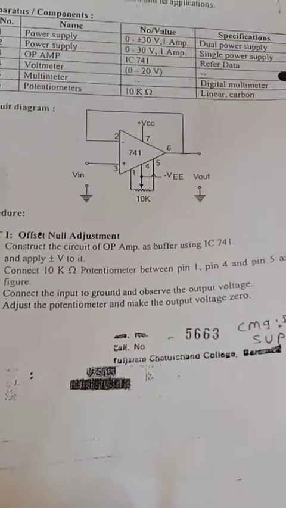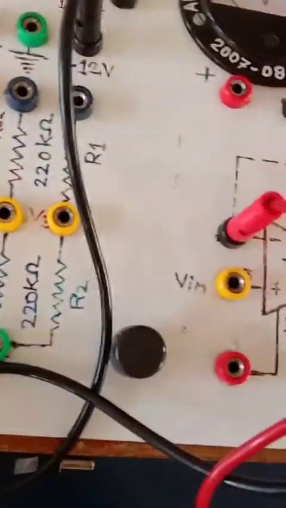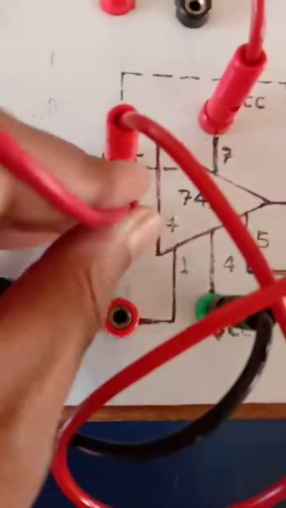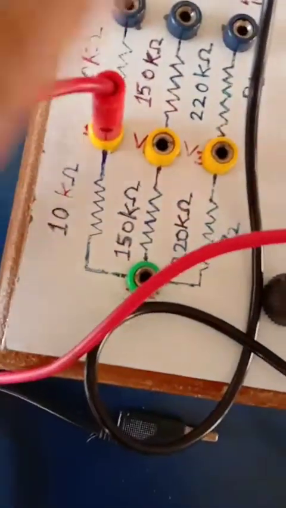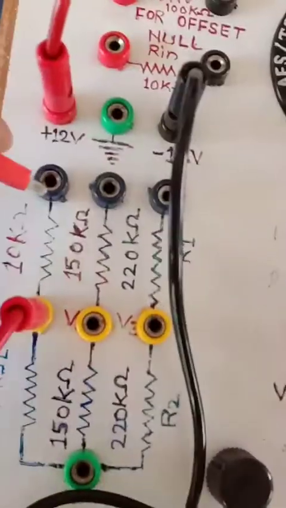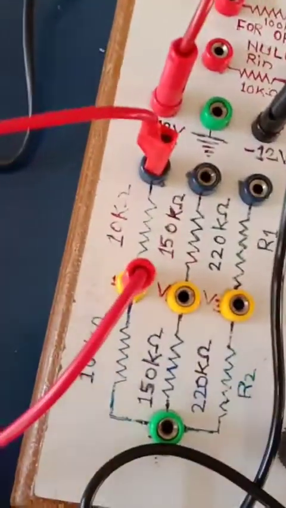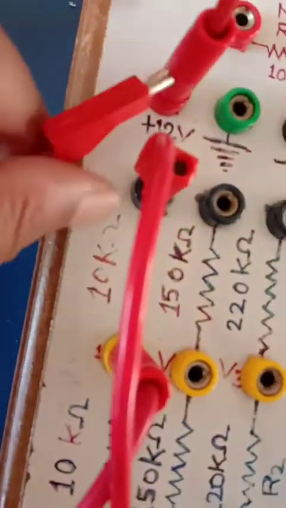Then connect pin number 3 to this voltage divider, the first voltage divider. So connect this pin number 3 here to the first voltage divider, that is across R2, then apply plus 12 volt to the first voltage divider. Okay.